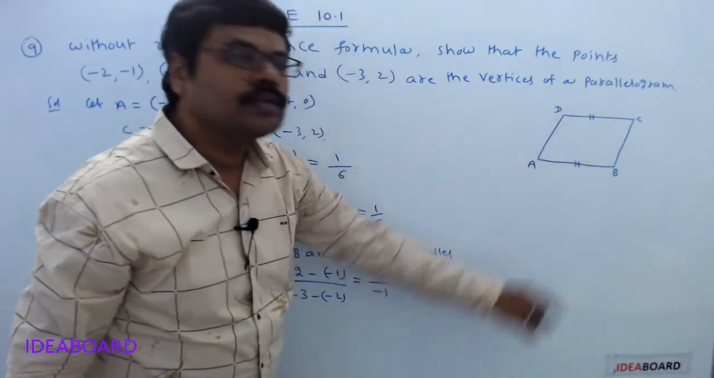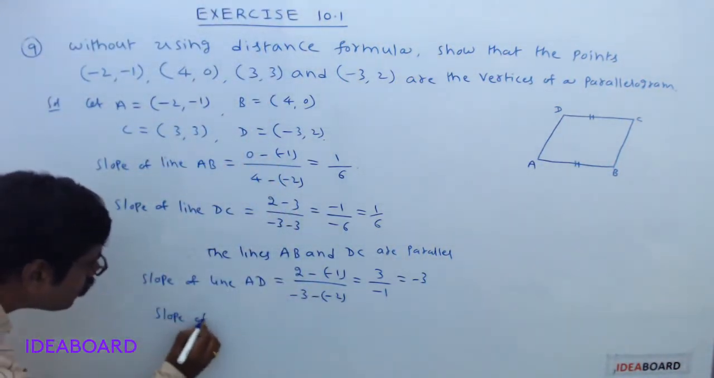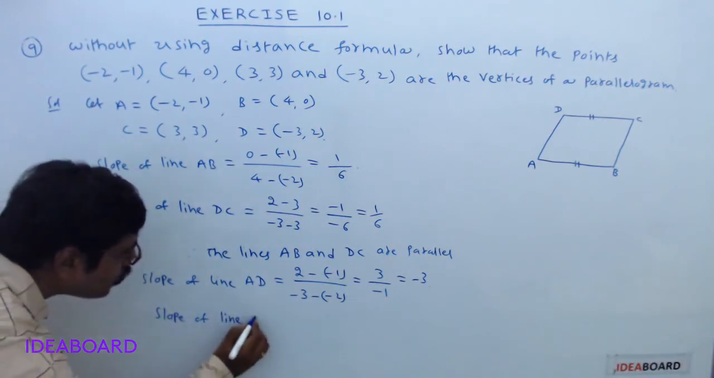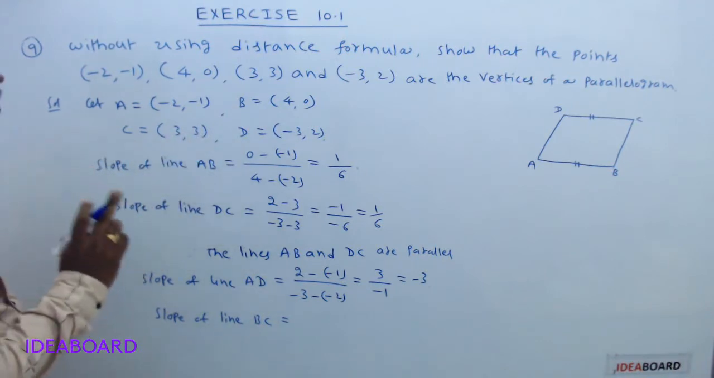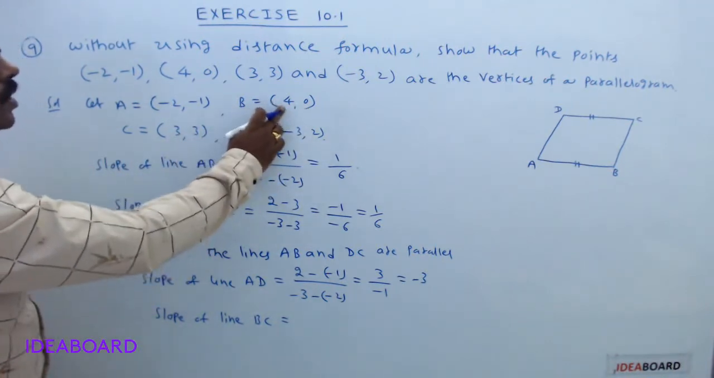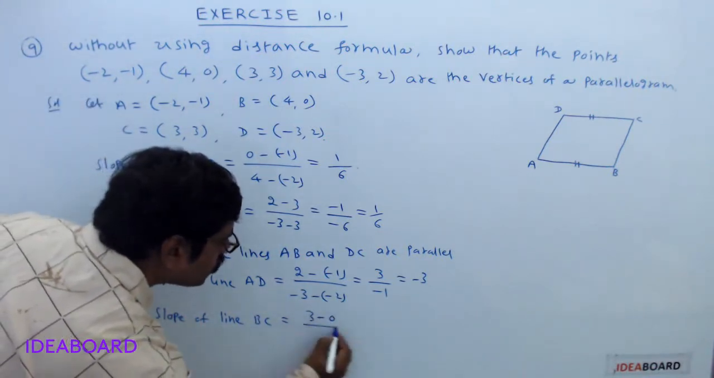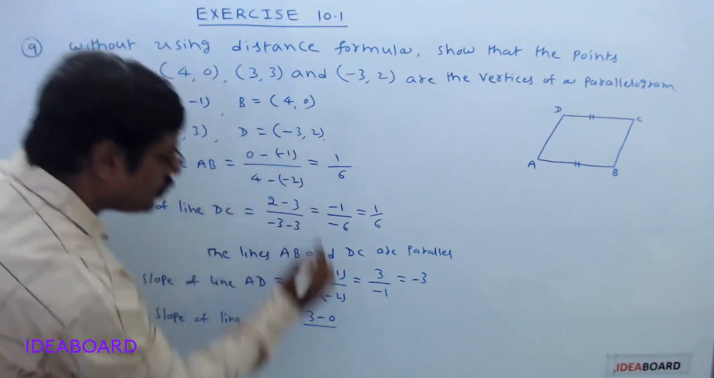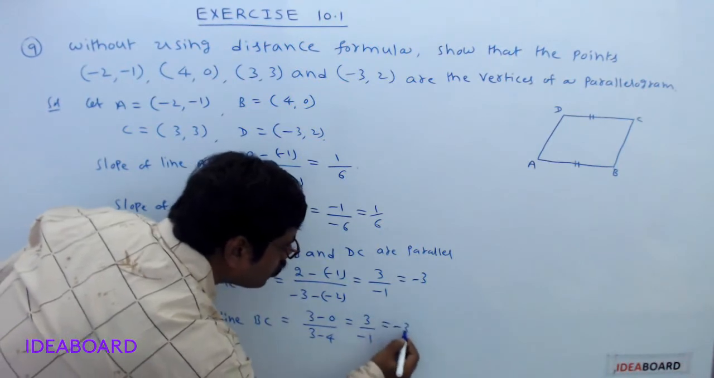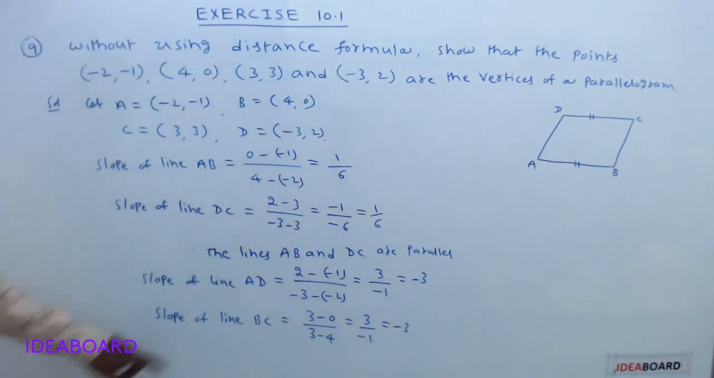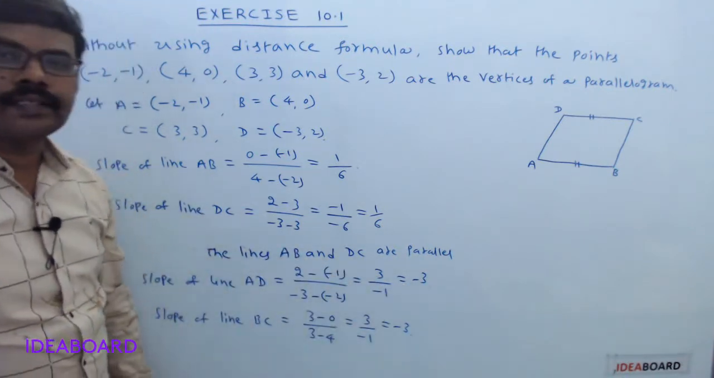Then calculate slope of side BC. So slope of line BC. Now on these 2 points, we use the formula y2 minus y1 divided by x2 minus x1. So that is 3 minus 0 divided by 3 minus 4. So it is 3 divided by minus 1. It is minus 3. Slope of line AD is minus 3. Slope of line BC is minus 3.